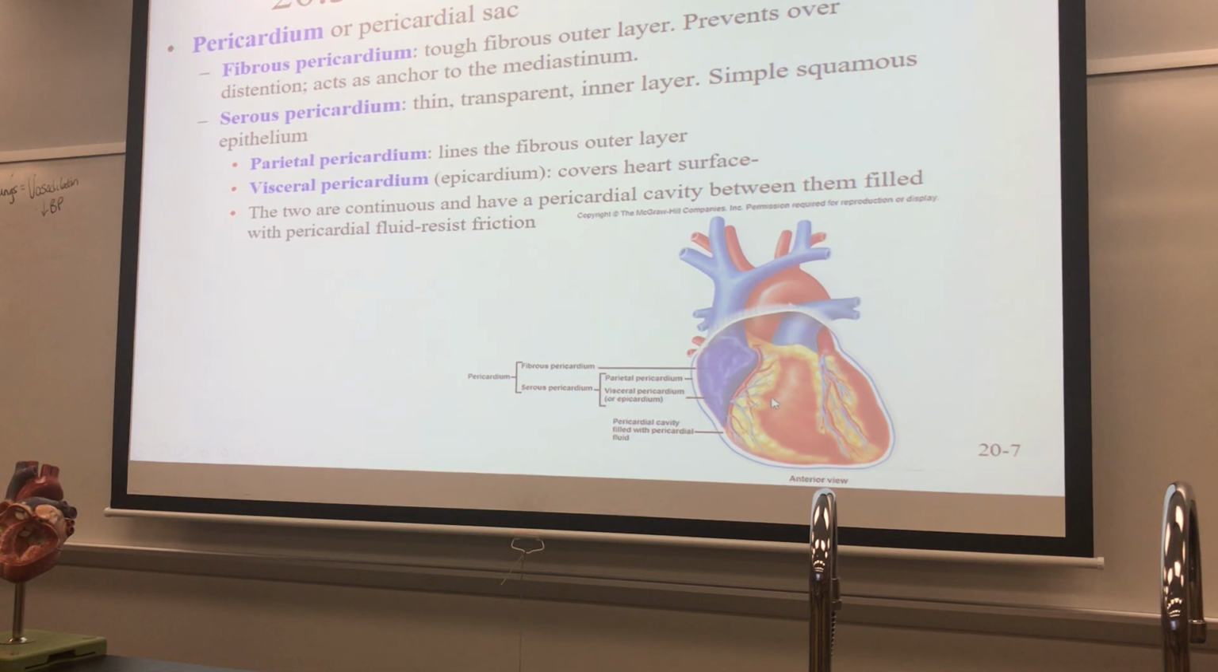It's like the pia mater when we compare it to the brain and the spinal cord. You can't remove the pia mater without damaging the brain and the spinal cord. Here, the visceral pericardium is on the external surface of the heart. You can't separate it.